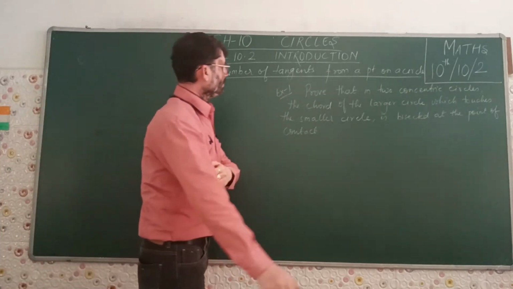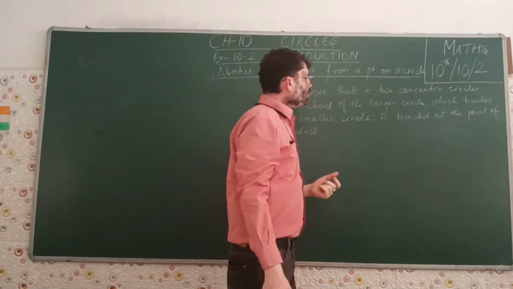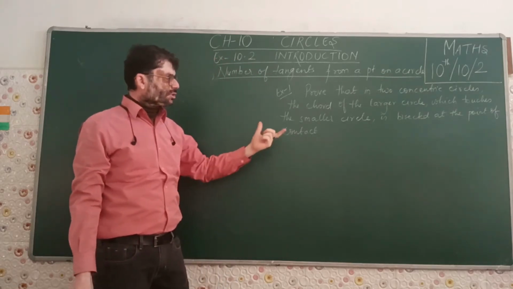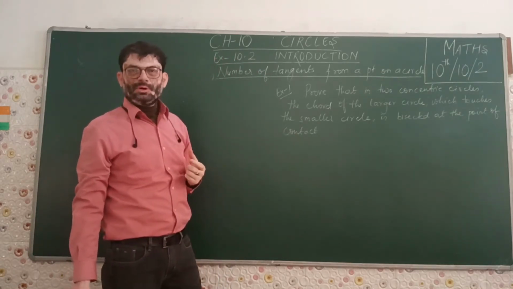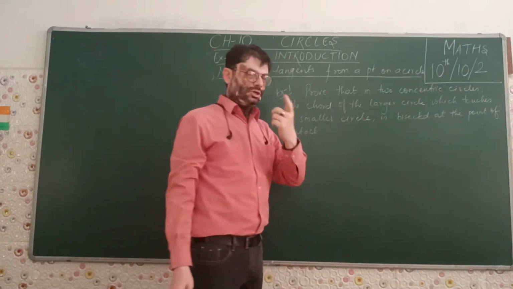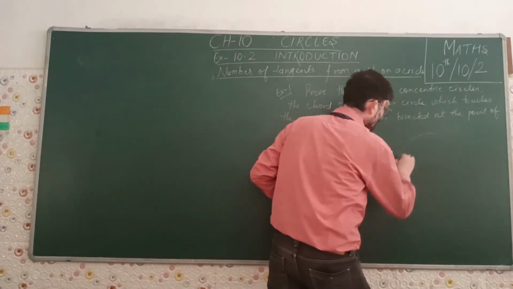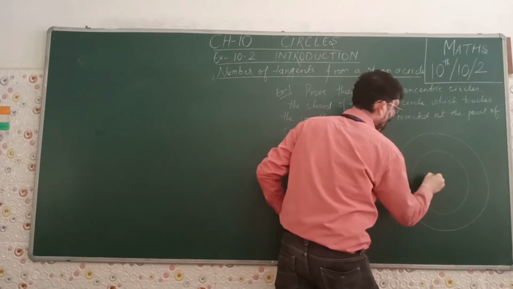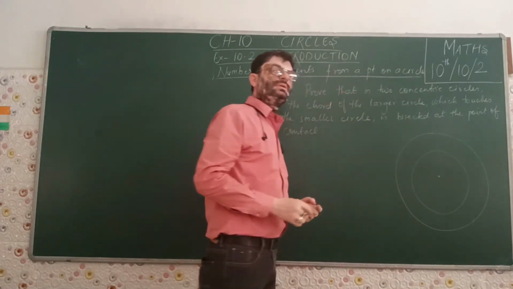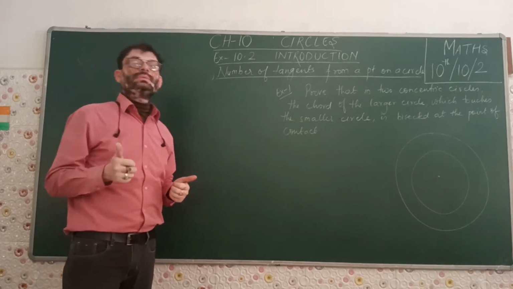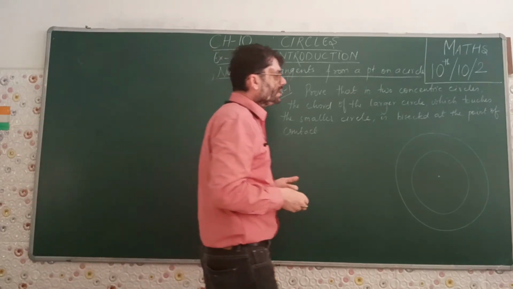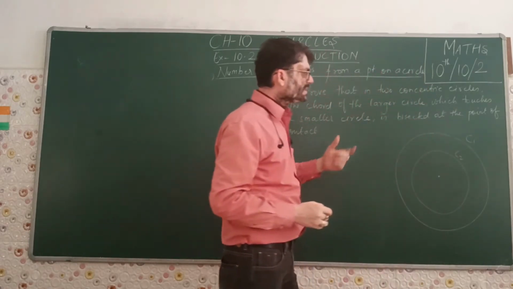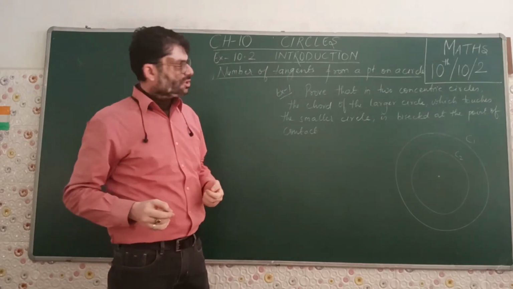Example number 1. Prove that in two concentric circles, the chord of the larger circle which touches the smaller circle is bisected at the point of contact. So first of all, we should have two concentric circles. Two concentric circles means two circles are drawn with the same center. So suppose these are the two concentric circles. Say the names of the circles are C1 and C2, and C1 is the larger circle and C2 is the smaller circle.